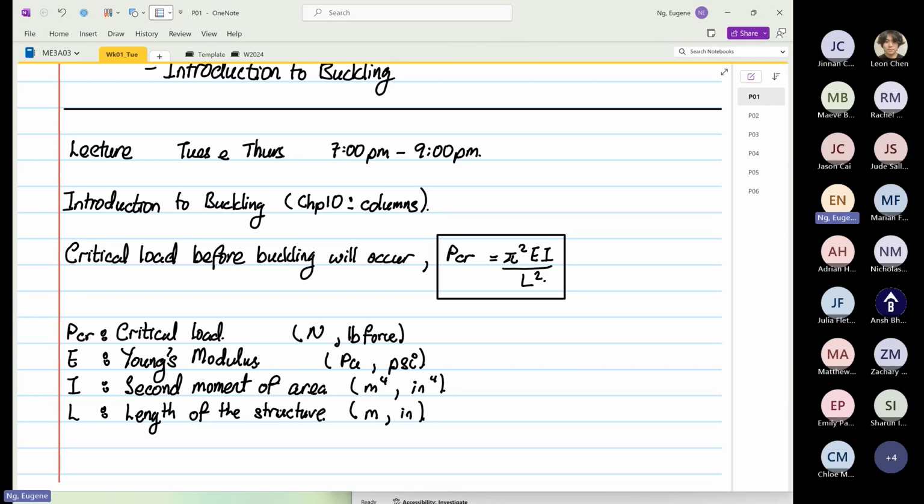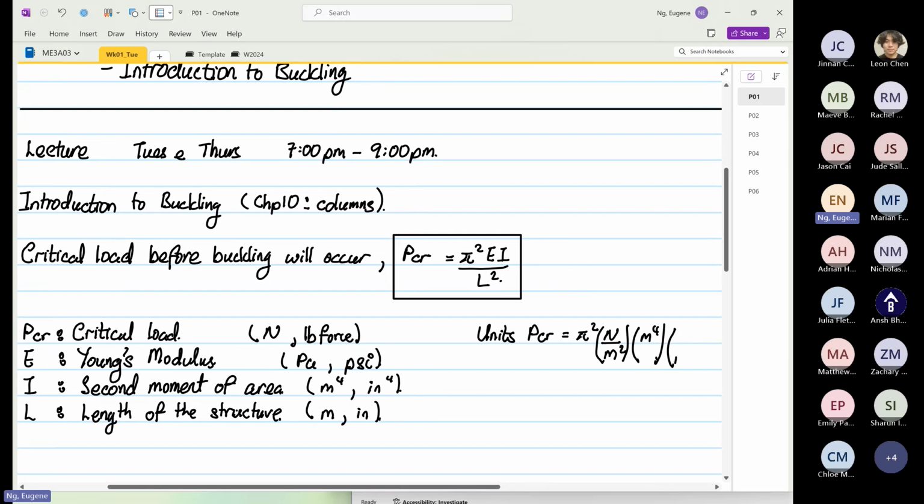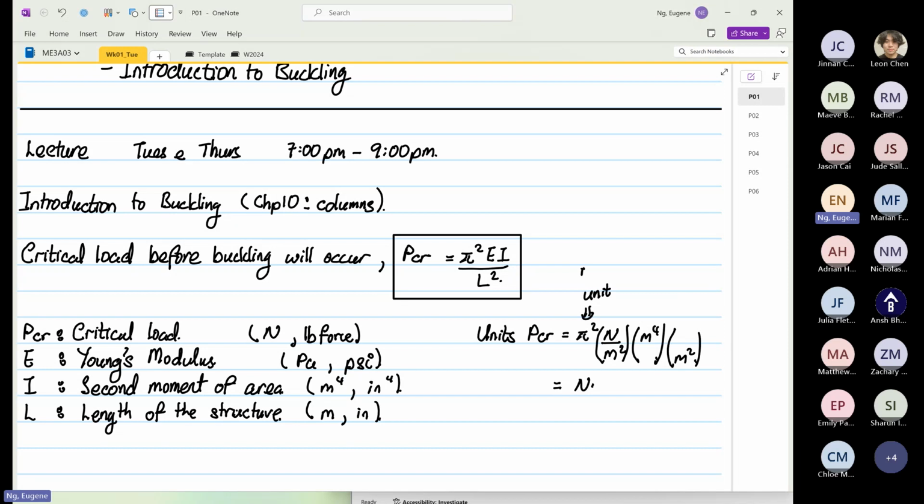If you look at the units, PCR is equal to pi squared, where radians has no units, times Young's modulus in Newtons per meter squared, times I in meters to the power 4, over L squared in meters squared. So over here the units will be Newtons, and radians is not a unit. So the critical load is in Newtons.